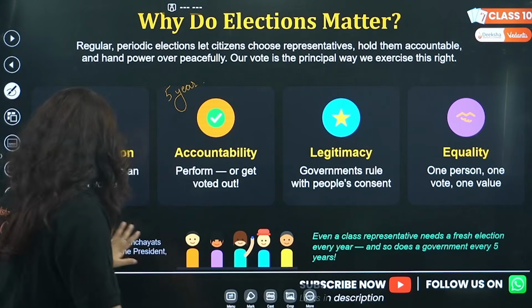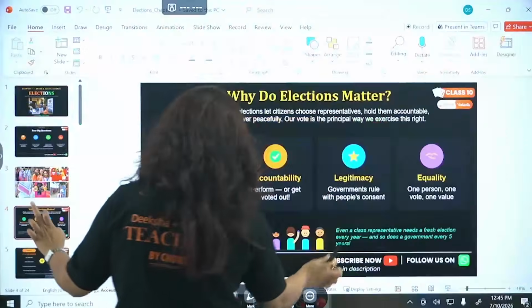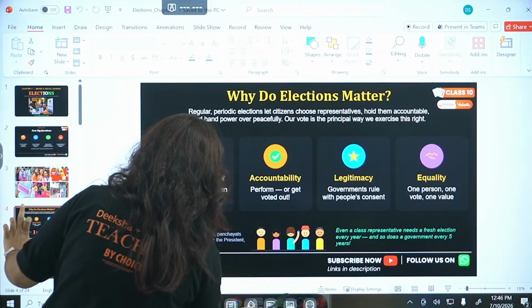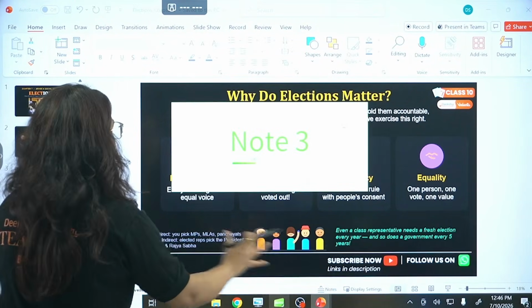These elections are conducted, just a minute. I need to change this method. Okay, I just need to change this method. We will be doing this and then moving to the PPT.